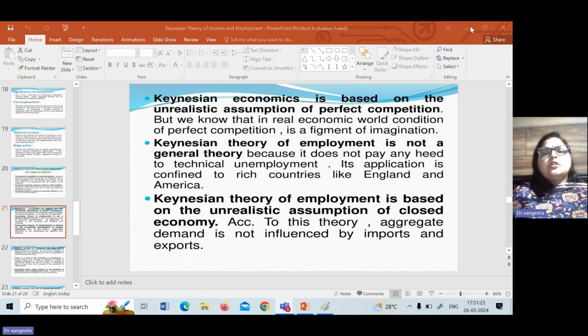Next is that Keynesian economics is based on the unrealistic assumption of perfect market competition. We can say that in a real situation, no such perfect competition exists. So this is an unrealistic assumption.